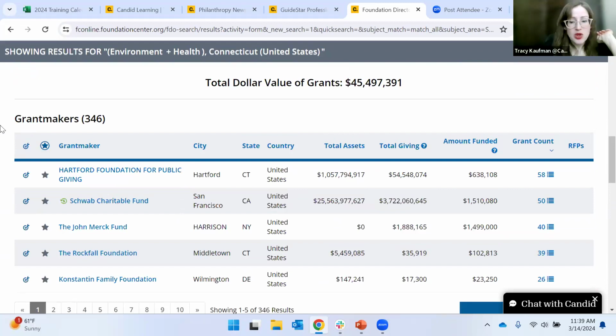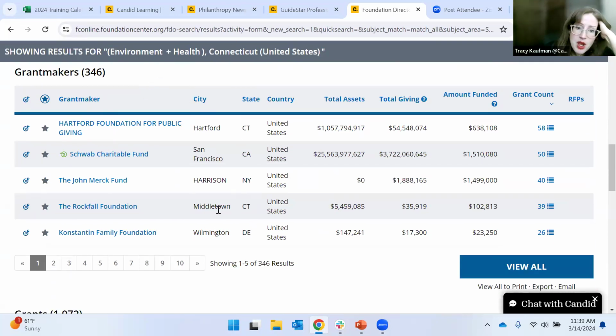Let's start at the top, grant makers. So we have all of our different foundations here, the name of the foundation, where they're based geographically, which is not always the same thing as where they fund. So don't worry too much if they're in like Wilmington, Delaware. That means they still fund in Connecticut. You have how much money they have in assets, how much money they've been giving out. The total giving refers to how much they gave out, say, in the last recorded year tax-wise. So either last year or the year before.